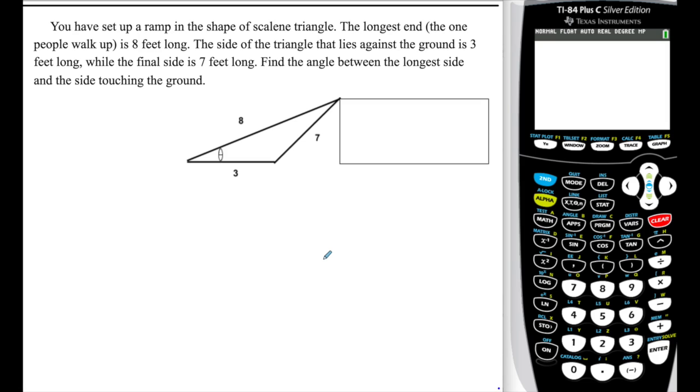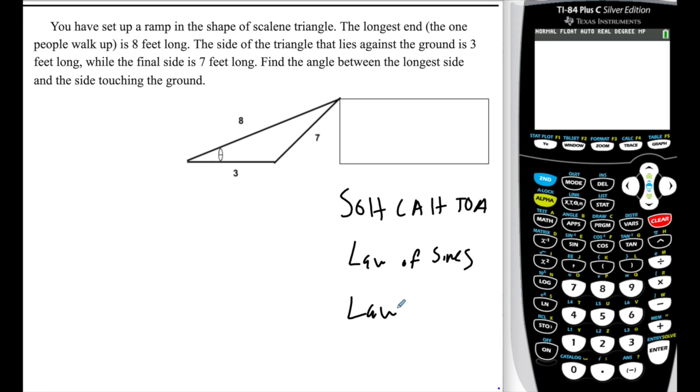First of all, let's see if we can figure out: do I use SOHCAHTOA, Law of Sines, or Law of Cosines? If you said SOHCAHTOA, it's not. This is not a right triangle. You cannot use SOHCAHTOA. That only works for a right triangle. Tempting though, right?